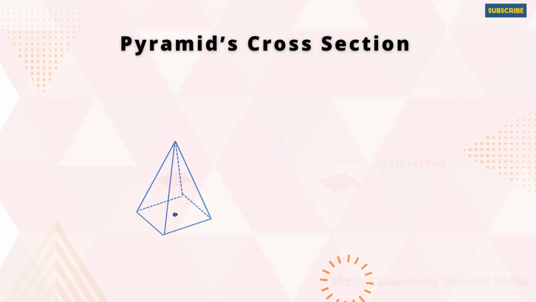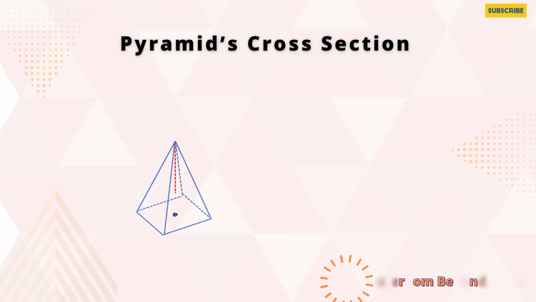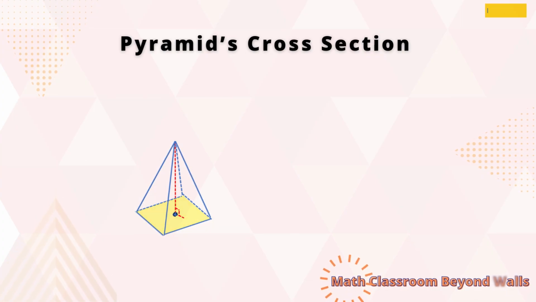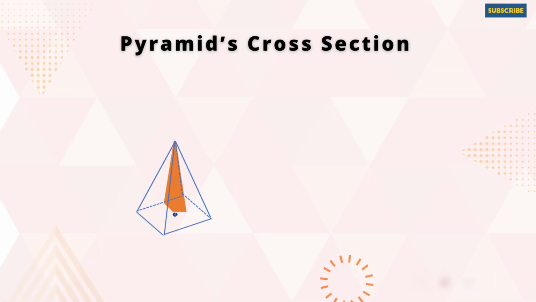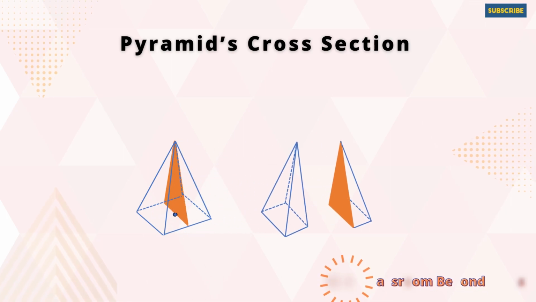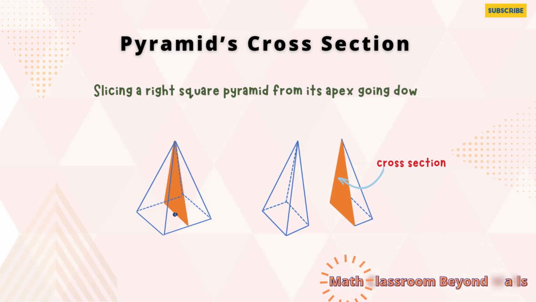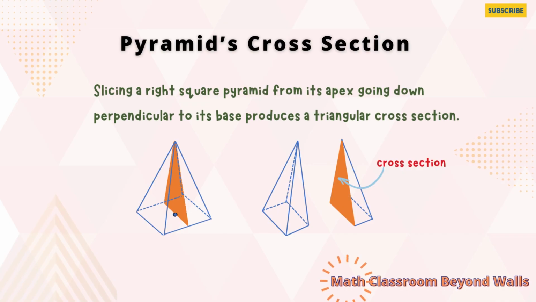Now, how about if we slice the pyramid from its apex going down perpendicular to its base, what do you think will be its cross-section? Let's go and find out. Okay, so slicing the pyramid from its apex going down perpendicular to its base produces a triangular cross-section.